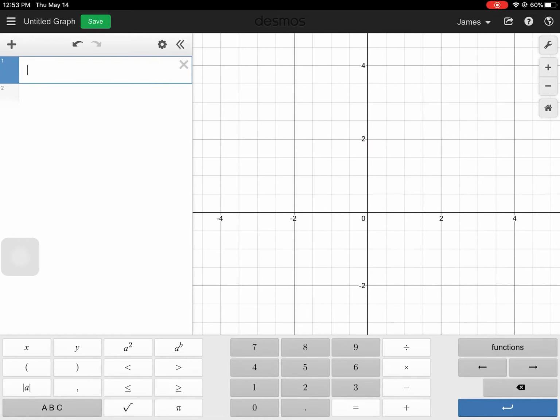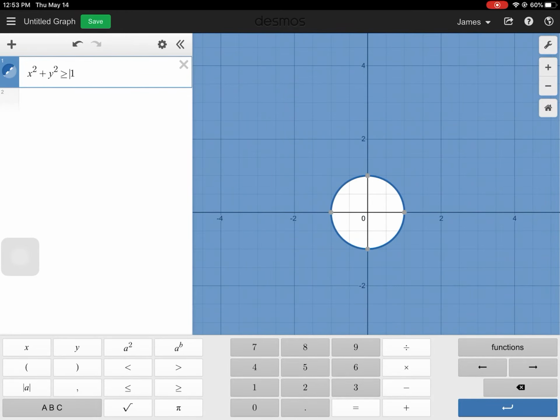You can also shade inside of a circle: x squared plus y squared less than or equal to 1 shades inside the circle. If you do greater than or equal to 1, that's everything outside the circle, because that's all the values that are greater than that radius.